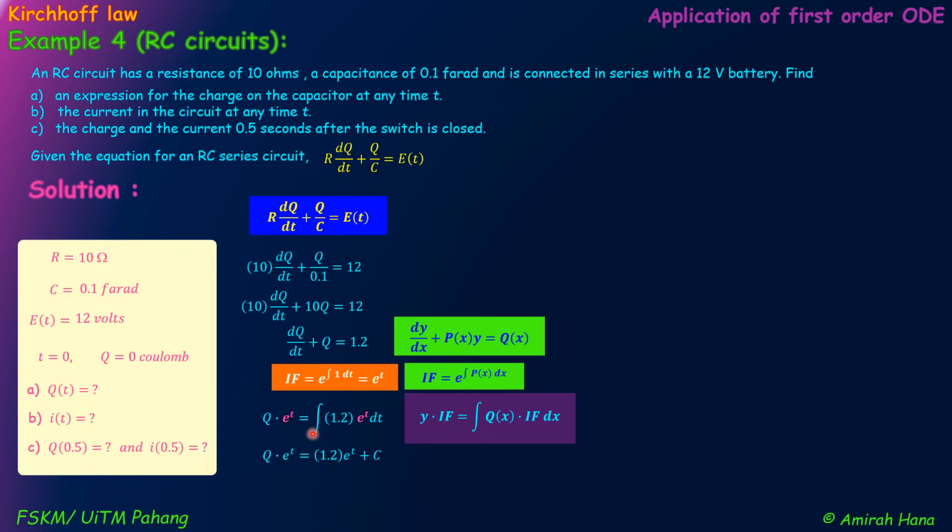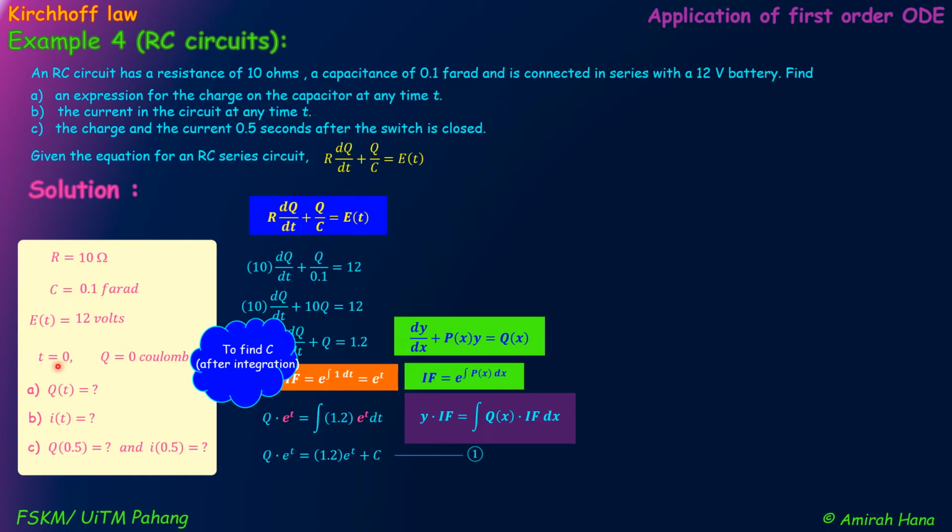Then we integrate e to the power of t dt, and we get e to the power of t. Since this is an indefinite integral, we must put plus c at the back. Now we need to find the value of c. Before that, we can name this equation 1. So how to find the value of c? From the initial condition.